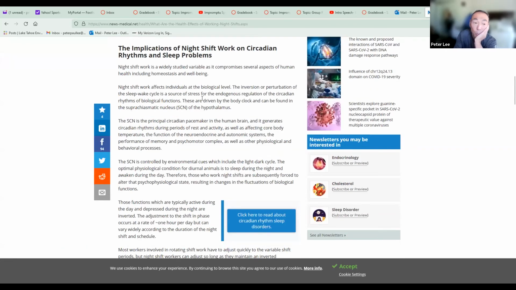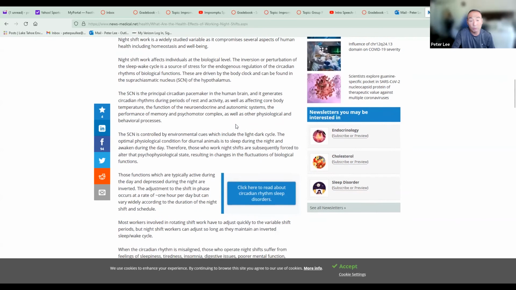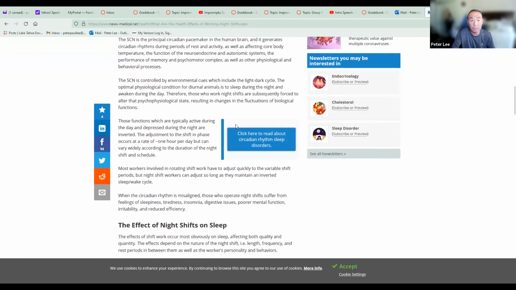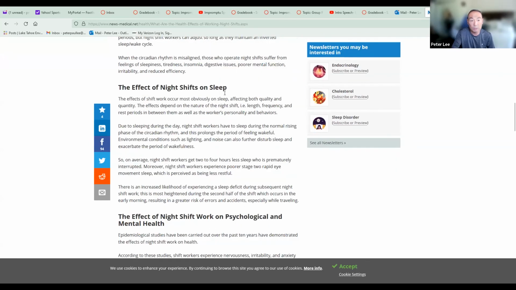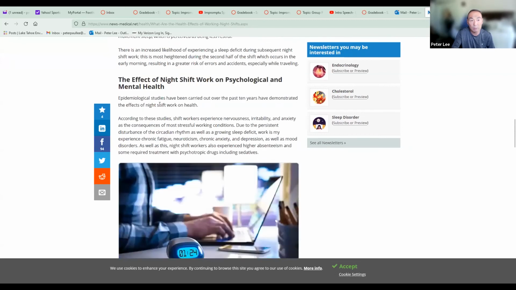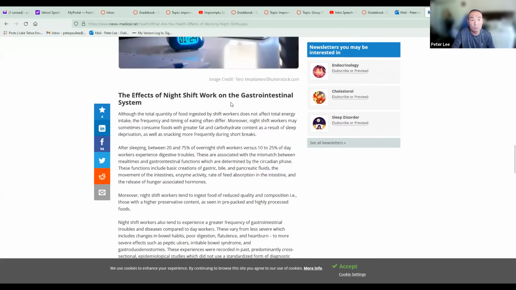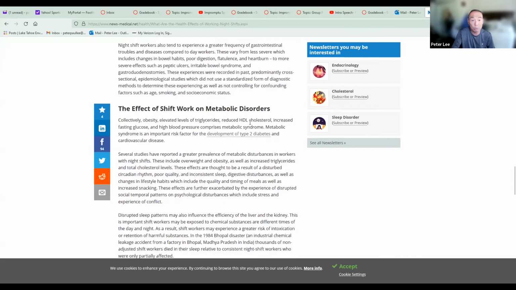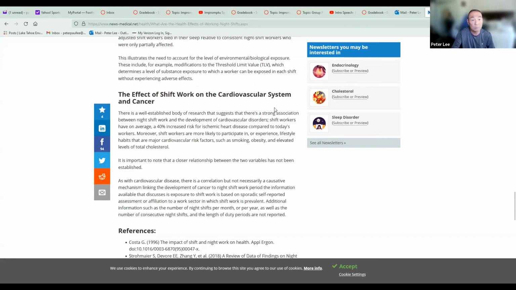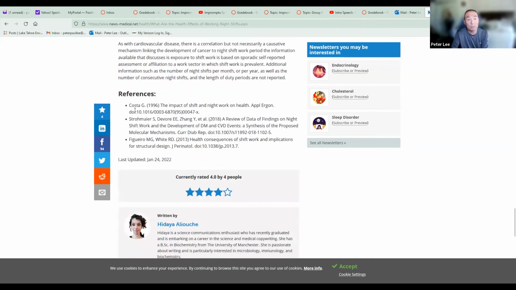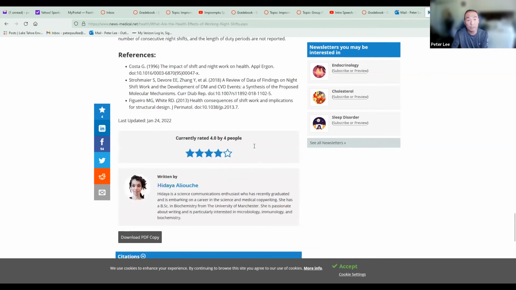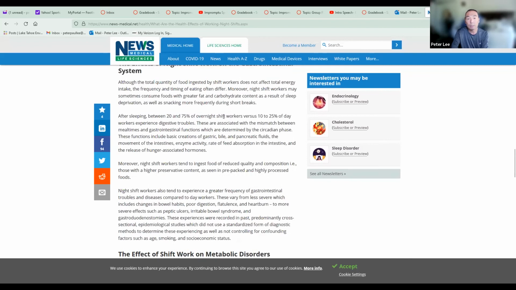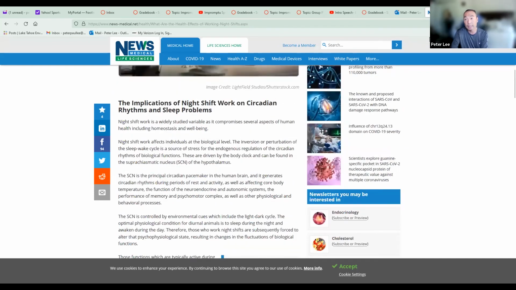That's the problem, right? No matter what you are as a human being, you cannot change your evolved circadian rhythms over 100,000 years, even if you work on it all your life, right? And then the effects of night shifts on sleep, it just messes up your sleep. That causes psychological mental health issues. It also causes gastrointestinal system issues, metabolic disorders, cardiovascular system issues, and cancer. And this is all scientific research, right? So just, like, don't do it. I just can't emphasize it enough.